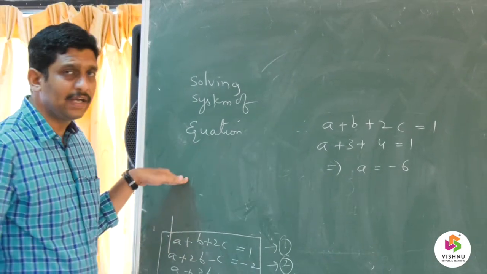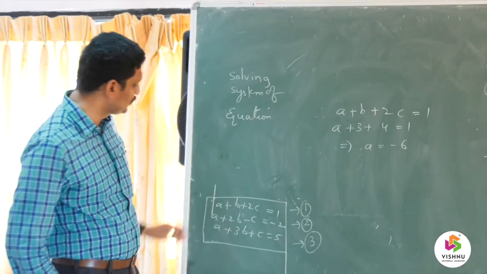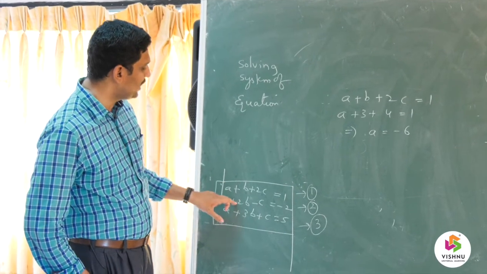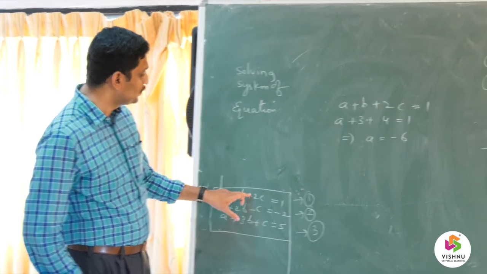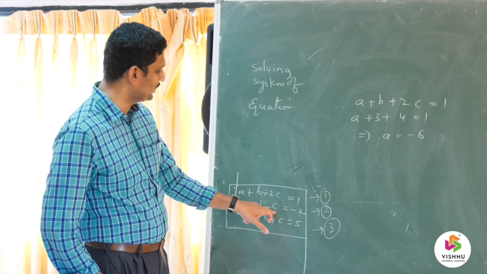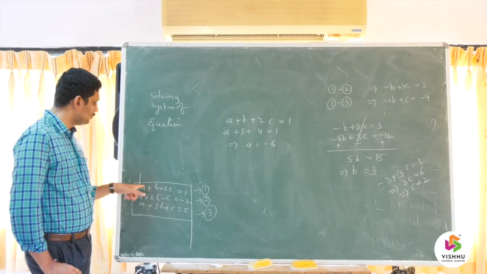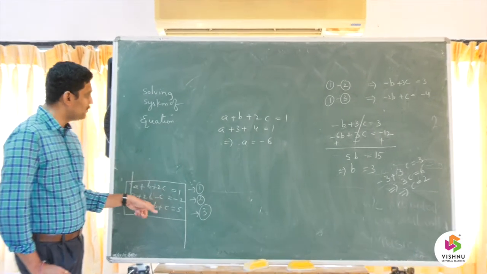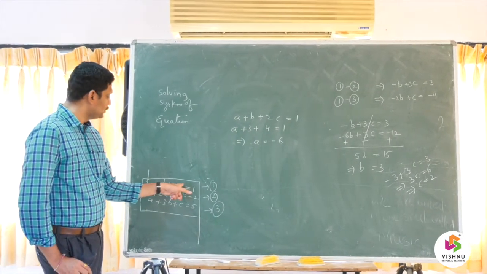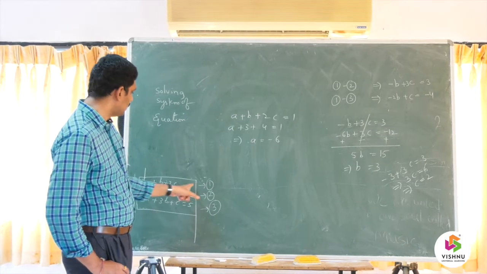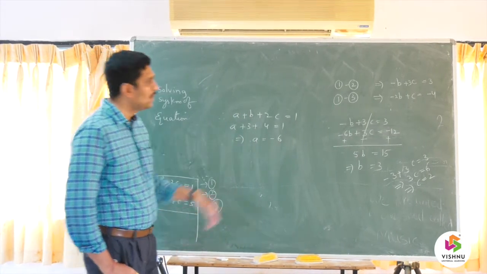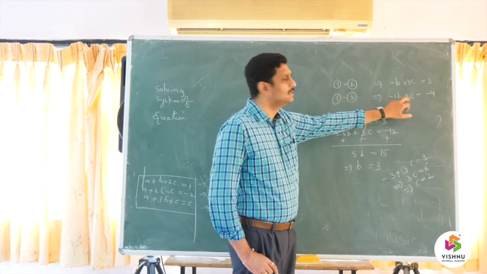So what I will do, again recheck. So first I did 1 minus 2. So A minus A 0, B minus 2B minus B, 2C minus of minus C plus C, so 3C equal to 3. And I have done 1 minus 3. So A minus A is 0, B minus 3B minus 2B, so 2C minus C, C, so 1 minus 5 minus 4.